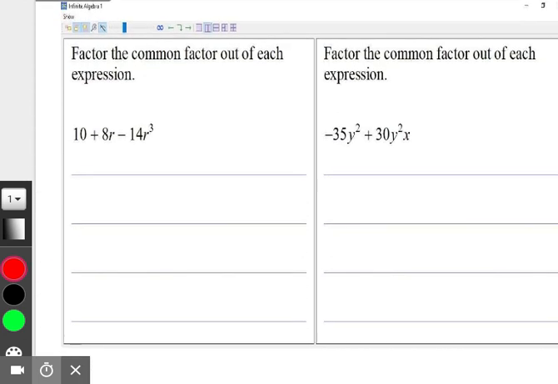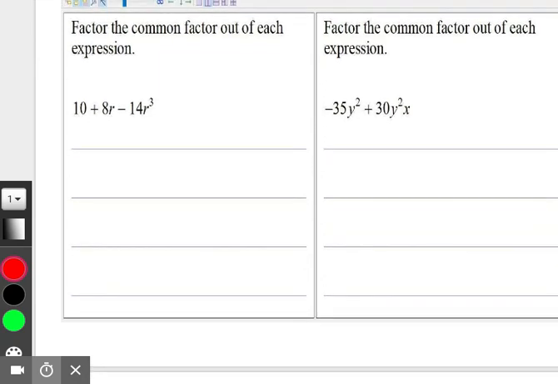All right, let's do our next set here. If the sub would please pause the video and give the students 4 minutes to complete these two problems.